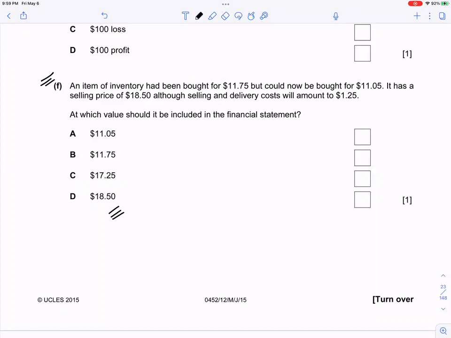What would be the inventory cost? Miss, I think you'll do 11.75 plus 1.25. No, wait, that cannot be the answer. Think.